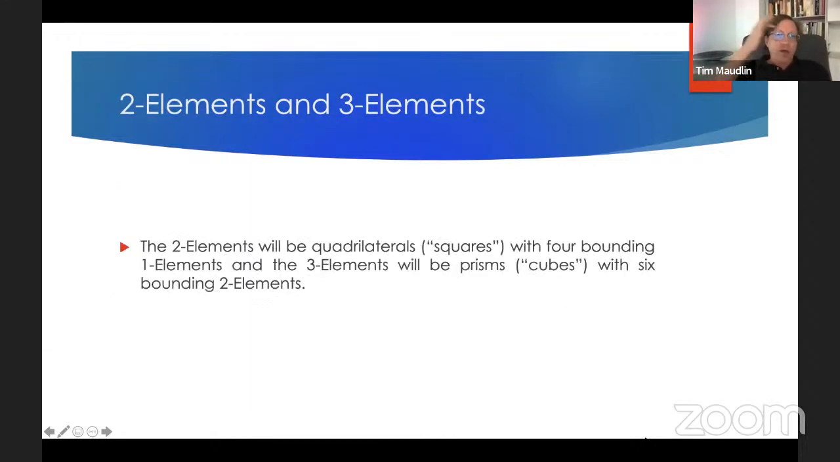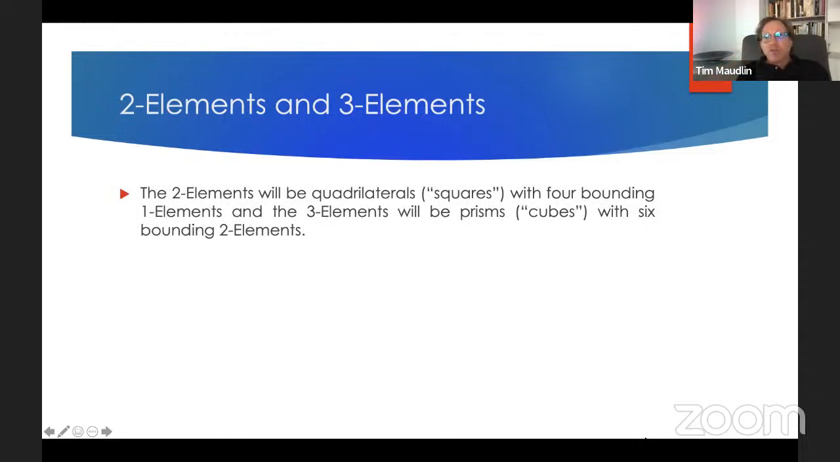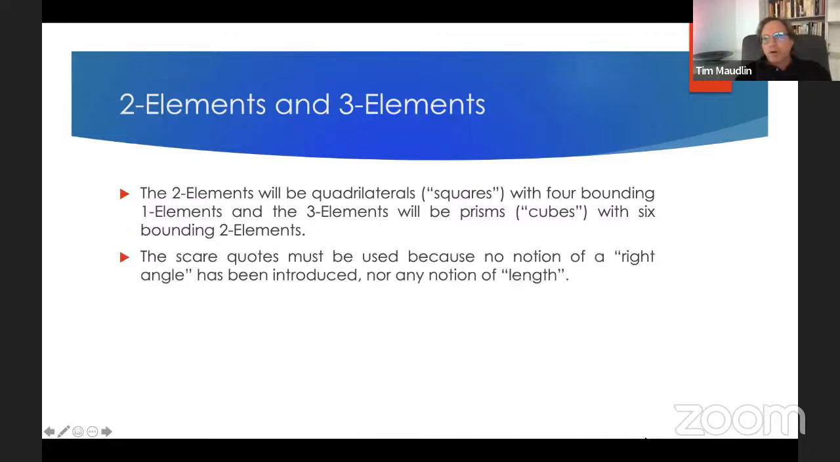Well, what's the obvious other thing to do? Make the 2 elements quadrilaterals, or if you will, squares that have not 3 but 4 bounding 1 elements, and make the volume elements prisms, or if you will, cubes that have 6 bounding 2 elements. And the scarecrows are there because, of course, I haven't done anything to introduce any notion of angle or distance here. This is all, as it were, at a purely topological level. So I can't literally say they're cubes or they're squares, but they are quadrilaterals, or volume elements that have 6 quadrilaterals as their bounding surfaces.